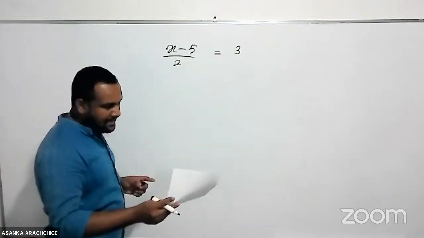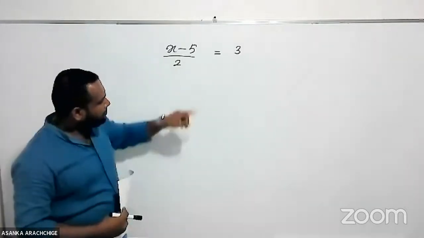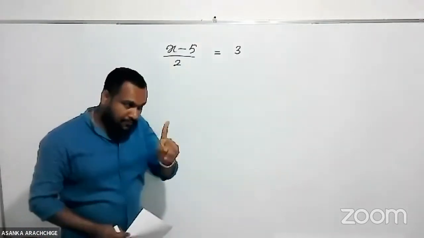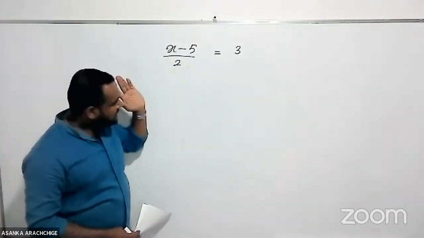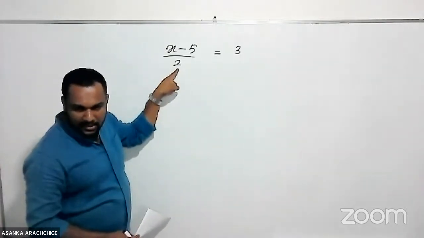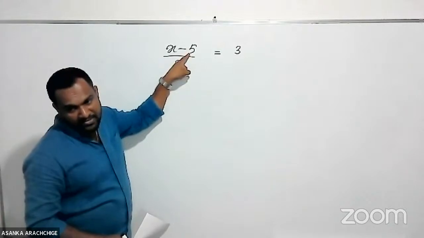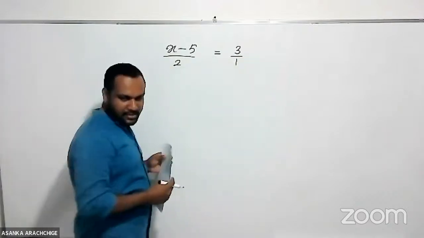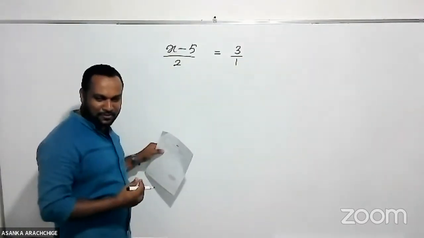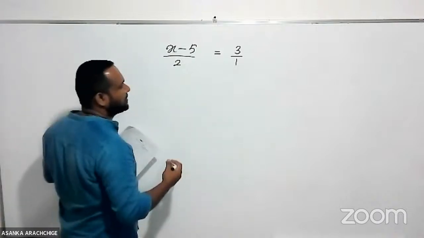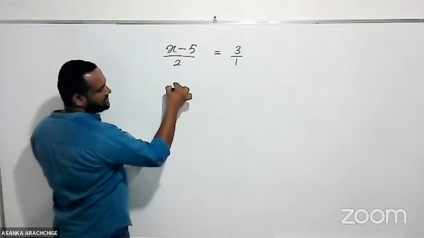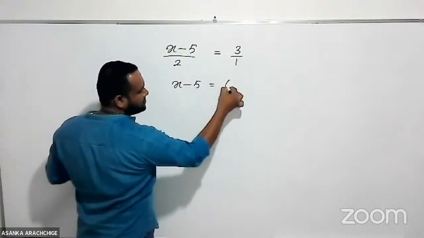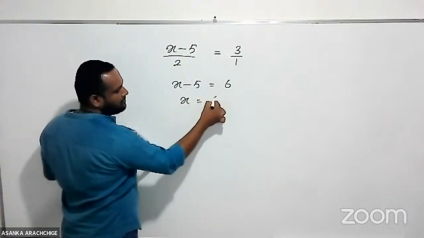In this equation you can see, on the left hand side there is one fraction. In this fraction, 2 is the denominator, x minus 5 is the numerator. So, you can put 1 here as denominator. Now you know what I am going to do. I am going to do cross multiplication. 1 times x minus 5, that is equal to 2 times 3, 6.